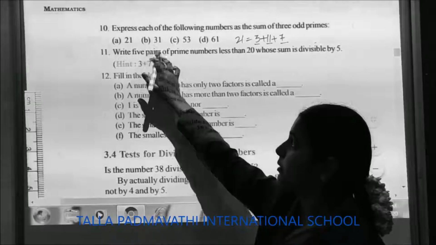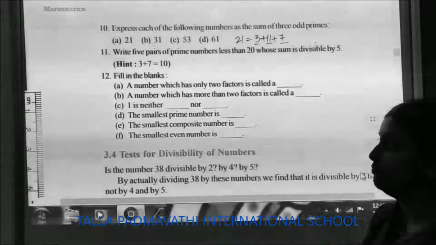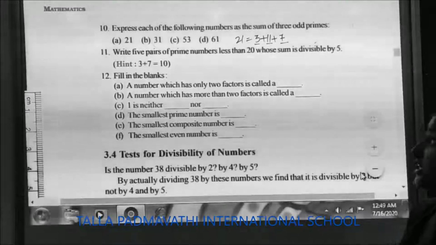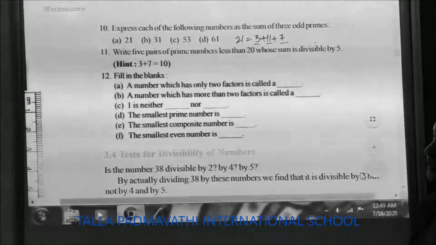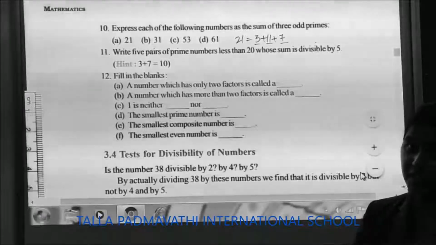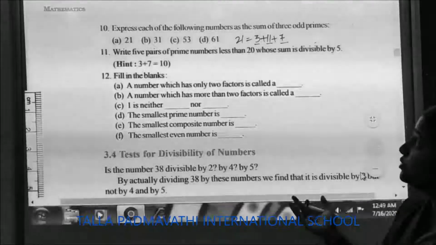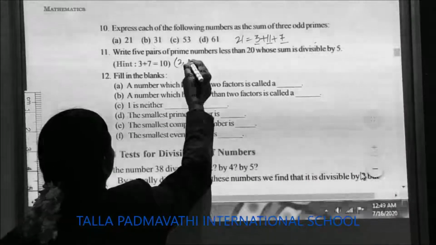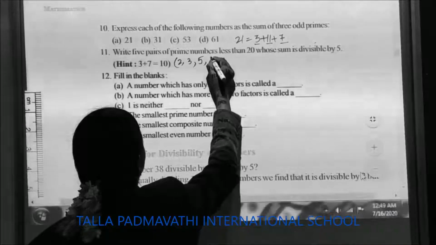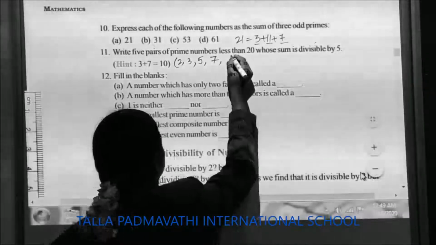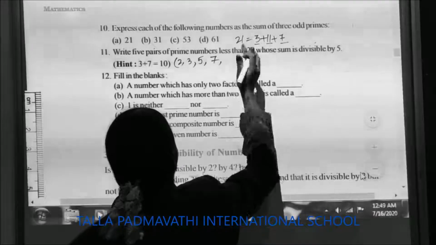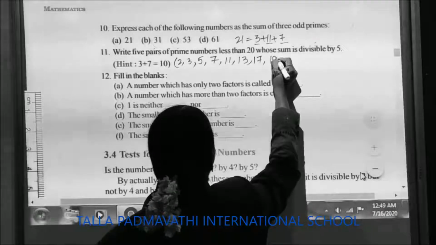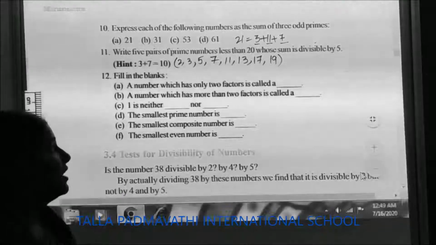Remaining B, C, D is homework for you. Next, 11th problem. Write 5 pairs of prime numbers less than 20 whose sum is divisible by 5. You need to take the prime numbers less than 20 and take the sum of 2 numbers such that it should be divisible by 5. First let us write the prime numbers: 2, 3, 5, 7, 11, 13, 17 and 19. So these are the prime numbers which are less than 20.